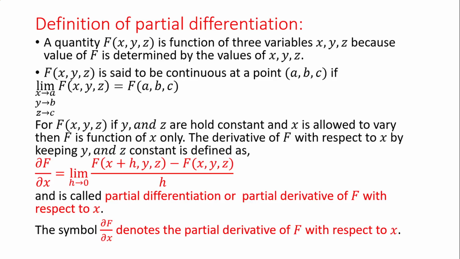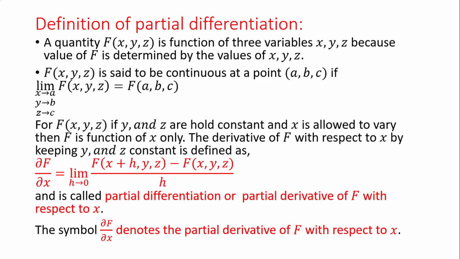A quantity f(x, y, z), written as f in bracket x, y, z, is a function of three variables x, y, and z. It is a function of x, y, and z because the value of f is determined by the values of x, y, and z.